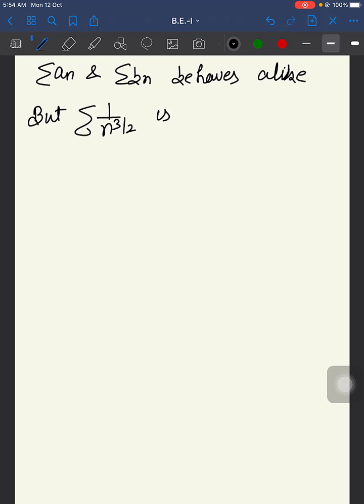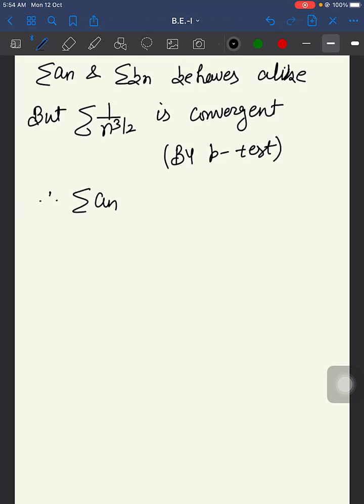But we know that this series summation Bn is convergent. Why? By the p-test, because your power is greater than 1, that's why it is convergent. So therefore summation An is also convergent. So that's what we wanted to show, whether it is convergent or divergent.